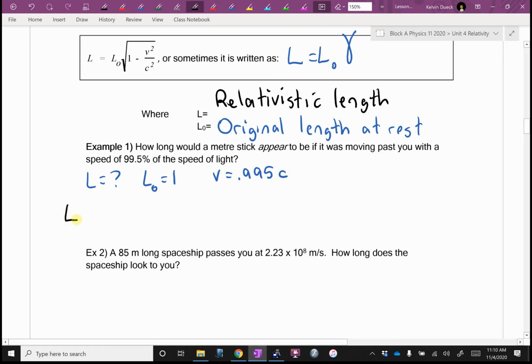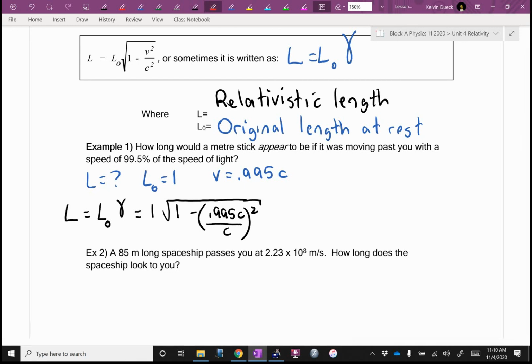So the relativistic length is going to be L0 times that square root thingy. It's going to be 1 times the square root of 1 minus 0.995c over c all squared. Annika, do you see? What do you see? What do you get?